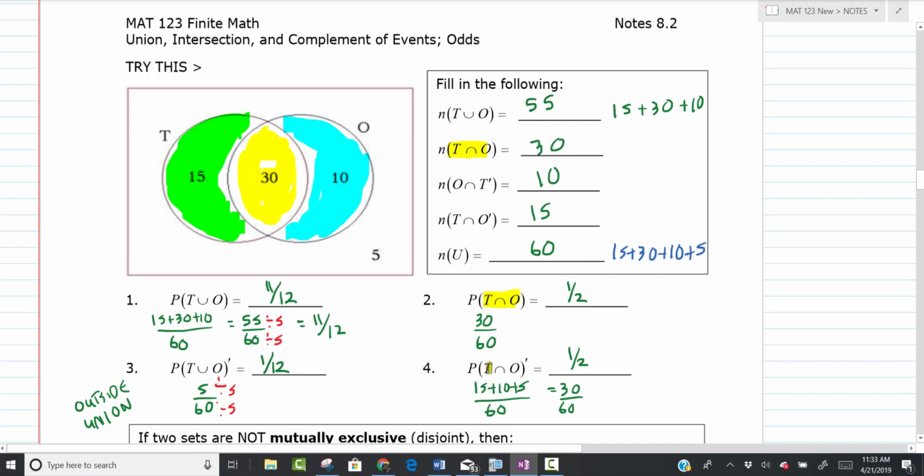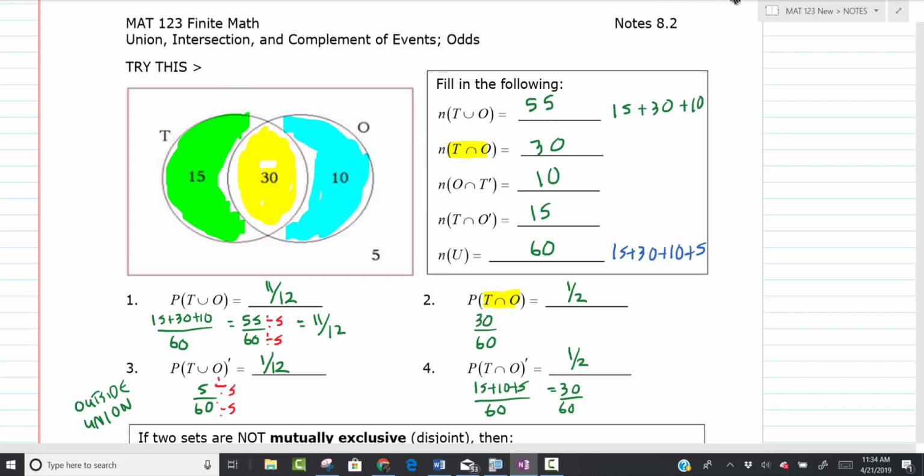And then the last one is T intersect O prime. That was the one that was the 15. So that was the one that we highlighted in green. So that would be, but that's outside of that though. So this is a little bit different. So what you're doing is everything outside of that would be 30. Hold on, did I get that right? Oh, okay, never mind. I'm doing this wrong. Okay, I'm not paying attention here.